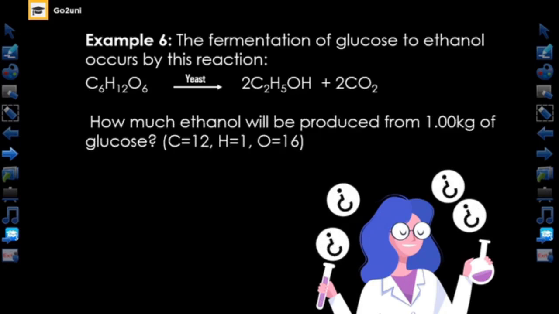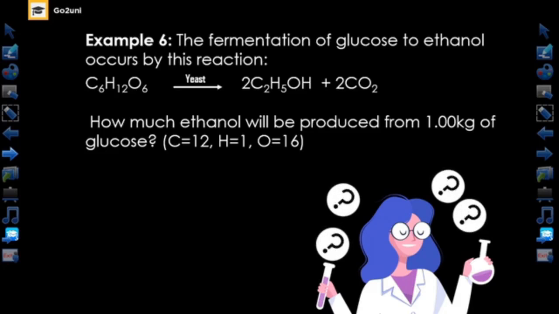Now the question says, how much ethanol will be produced from 1 kg of glucose? And in brackets, we have been provided with the relative atomic masses of the elements involved. So we need to understand the question. From understanding the question, you will get to solving the problem, even without thinking twice.